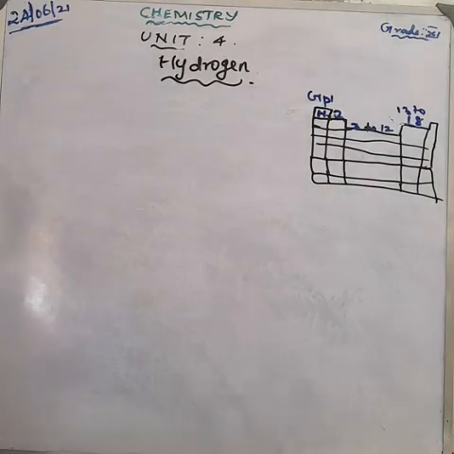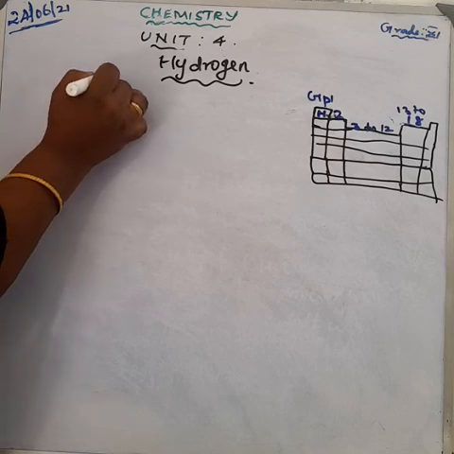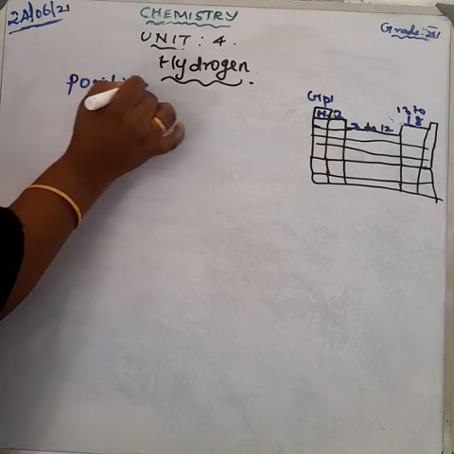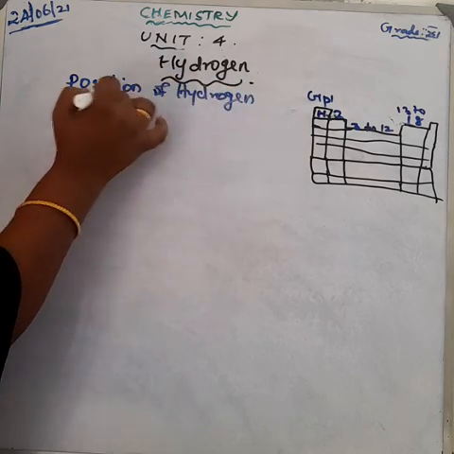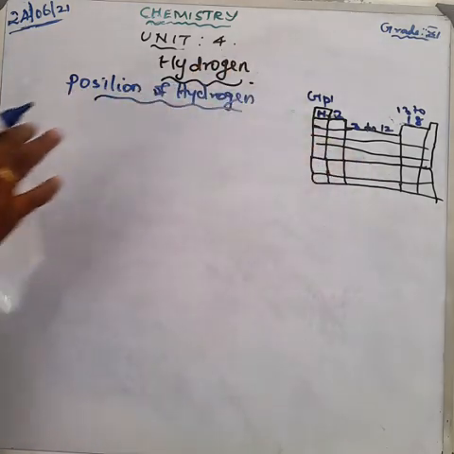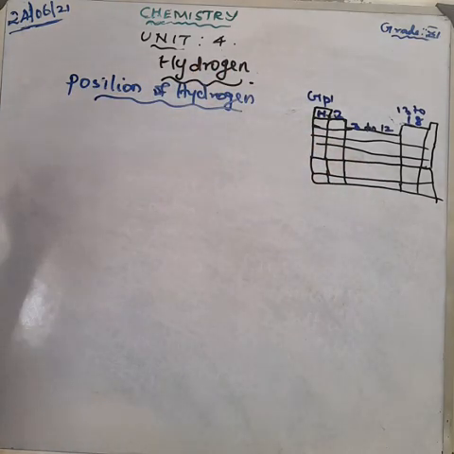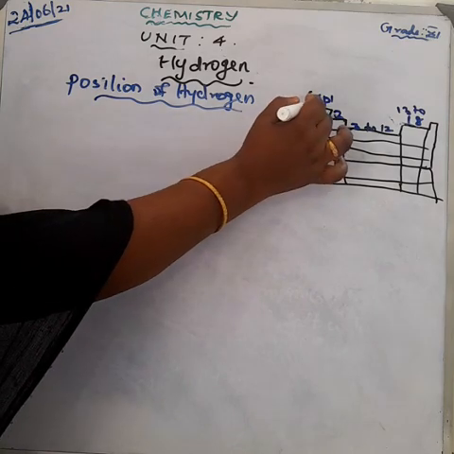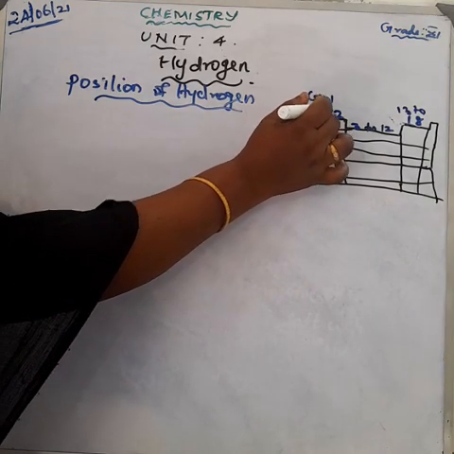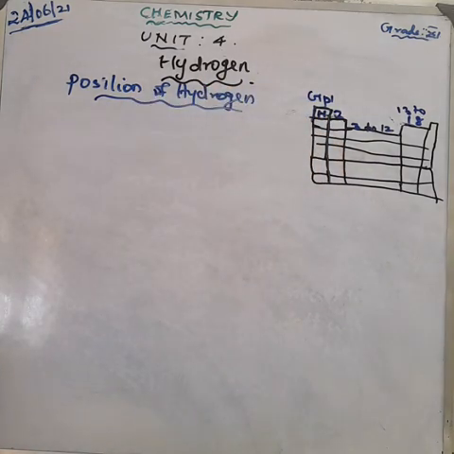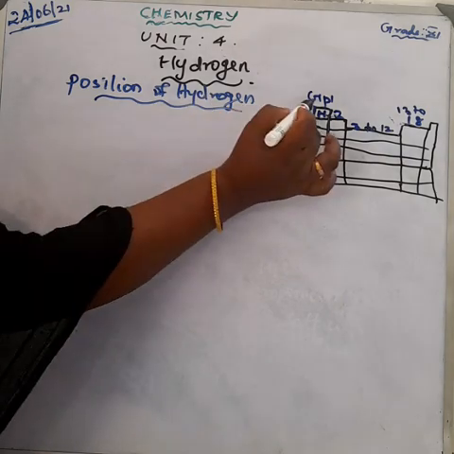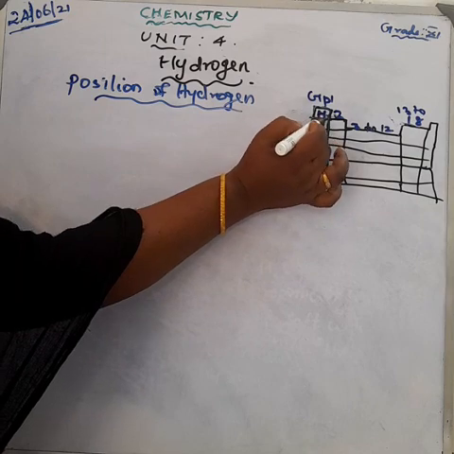Then we are going to study about the position of hydrogen in the periodic table. This is the modern periodic table. Hydrogen is present above the first group. This periodic table has 18 groups and 7 periods. In the first period, first group, first place is occupied by the hydrogen atom.